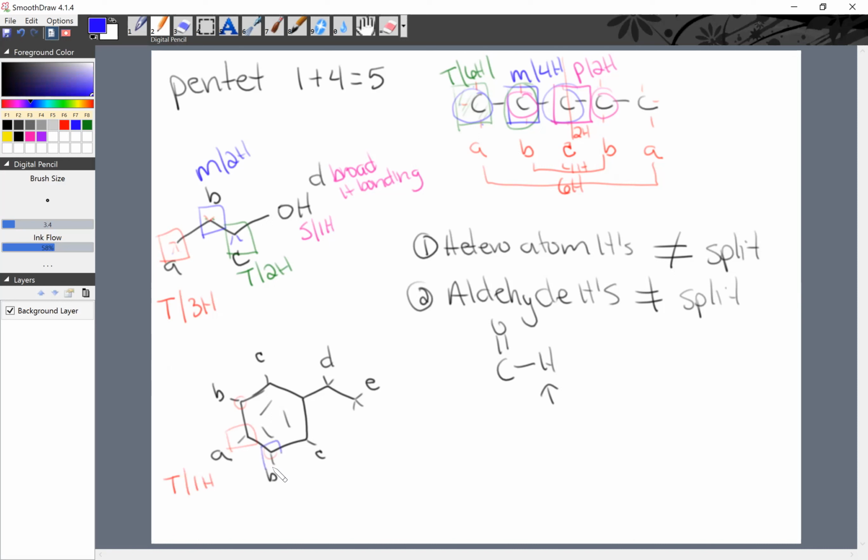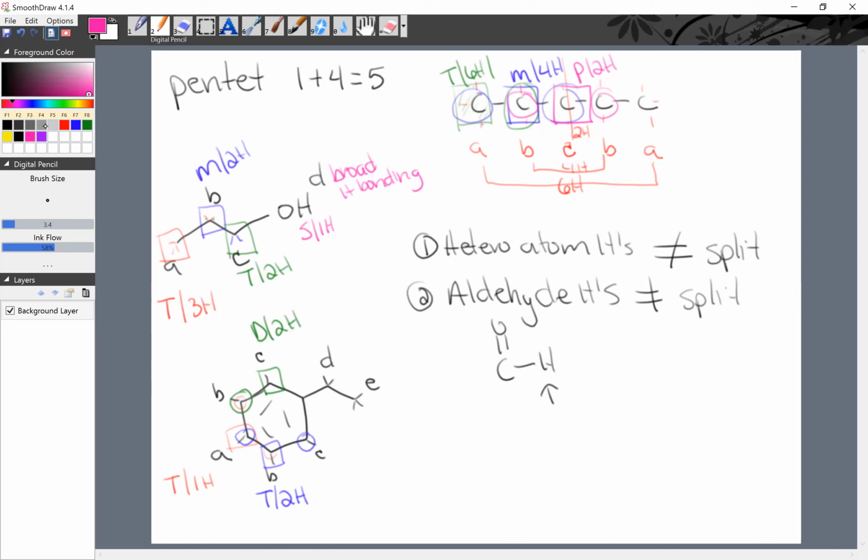B also has 2 around it, so it should be a triplet. But remember, the 2 B's are identical, so that integration will be 2. And I'll use the one up here since it hasn't been written on. And for C, there's no hydrogen right here. So it only has 1 neighbor. So it should be a doublet that integrates for 2 hydrogens.